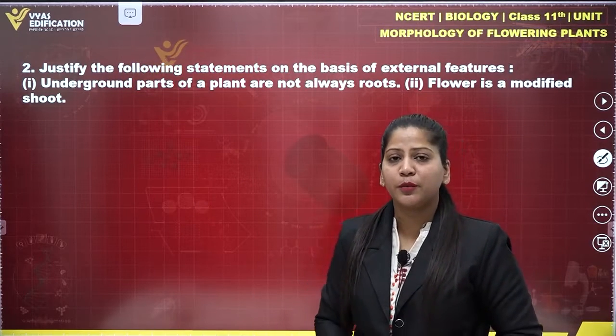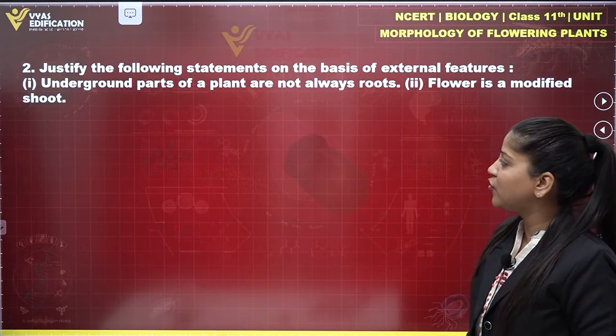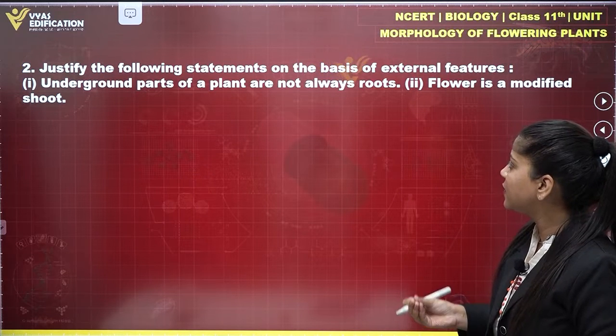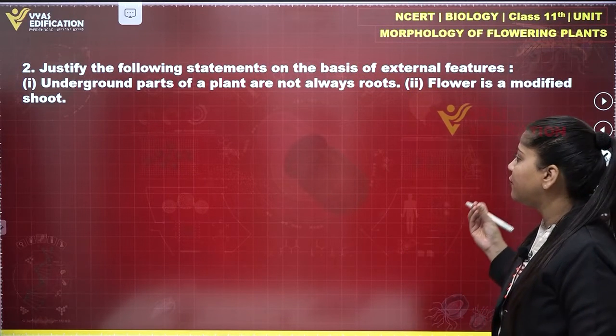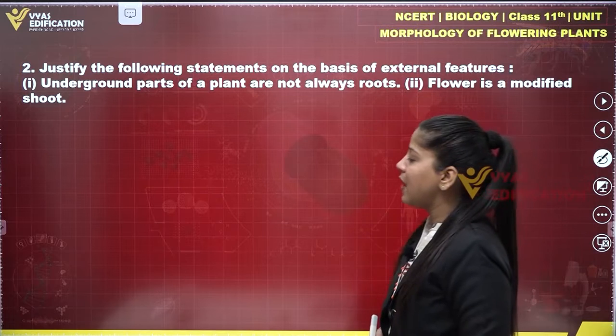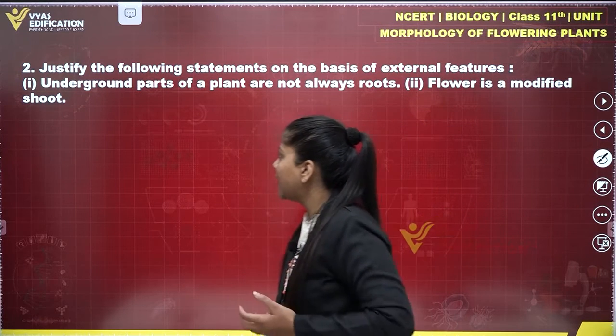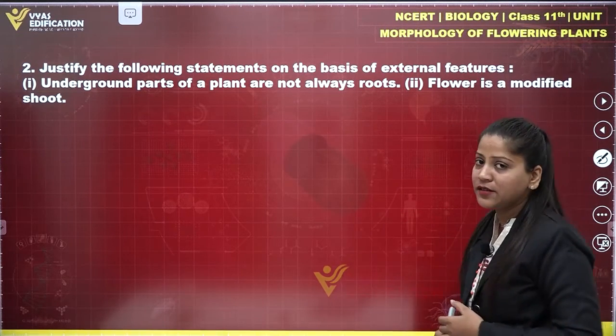Now we have question number 2 on the screen, and that is: justify the following statements on the basis of external features. The first one given is: underground parts of a plant are not always roots.